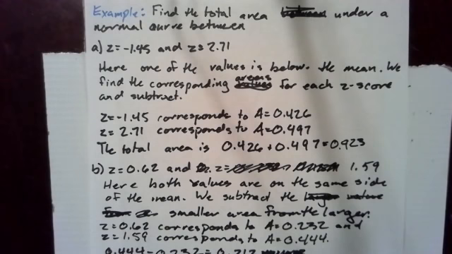B, z equals 0.62 and z equals 1.59. I made a lot of mistakes trying to write that. Here, both values are on the same side of the mean.